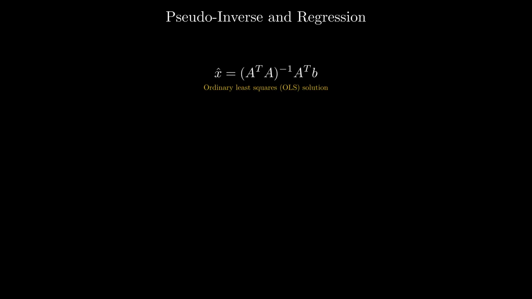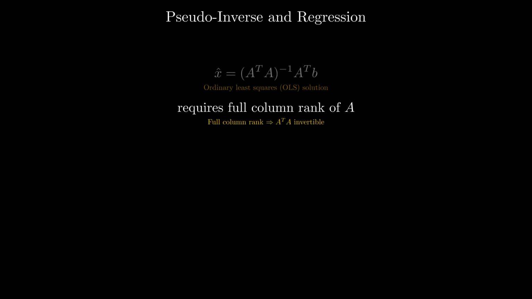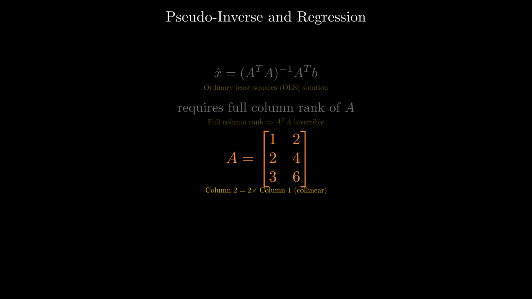Ordinary least squares estimates coefficients with the formula x hat equals the quantity A transpose A inverse times A transpose times B. That formula requires full column rank. Now suppose two of your predictors are perfectly collinear. For example, a feature recorded in two different units. So one column is just a scalar multiple of another. Take A with rows 1, 2, 2, 4, 3, 6. The second column is exactly 2 times the first, so the columns are linearly dependent.